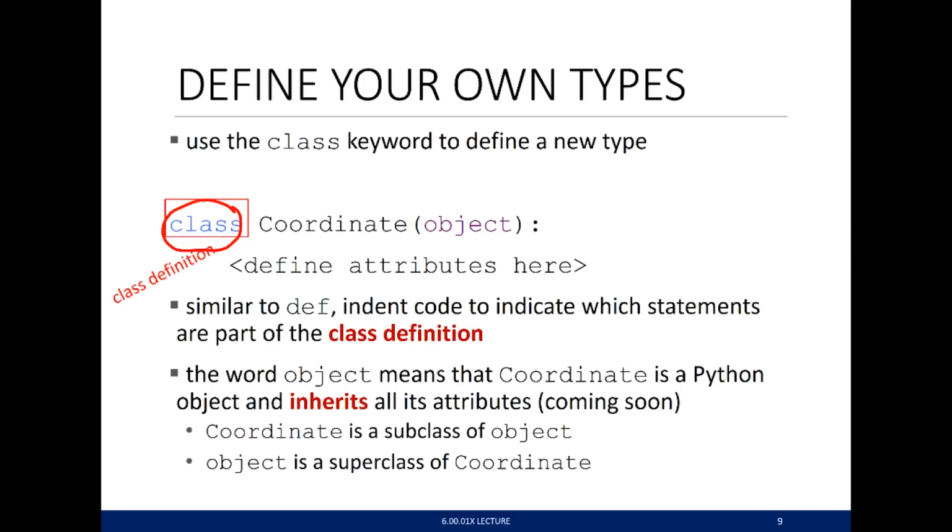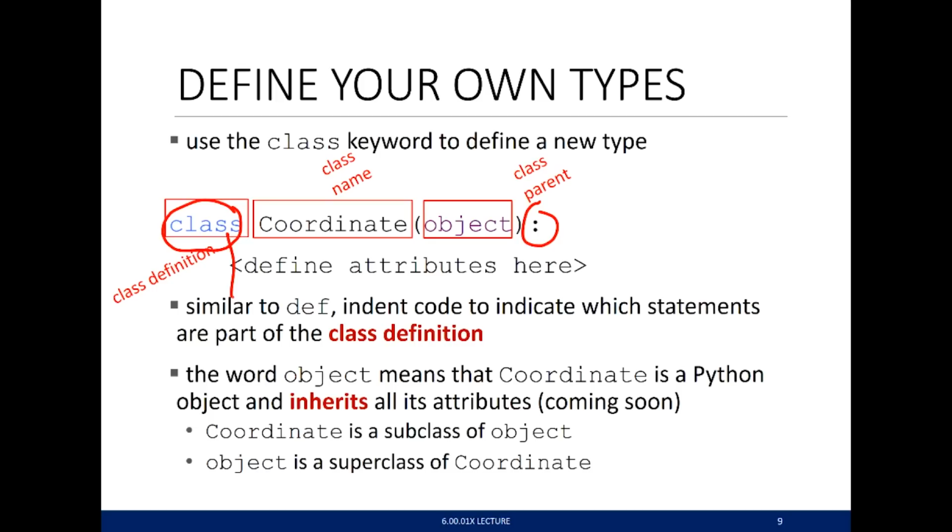But just to repeat it, I've got a class definition, I've got a name, in this case coordinate, and its parent, in this case, is object. It's followed, as always, by a colon to tell me I'm done with this. And then immediately below that, I'm going to define the attributes of this class. And I'm going to have them indented, as always, to tell me where the bounds of that class definition lie.